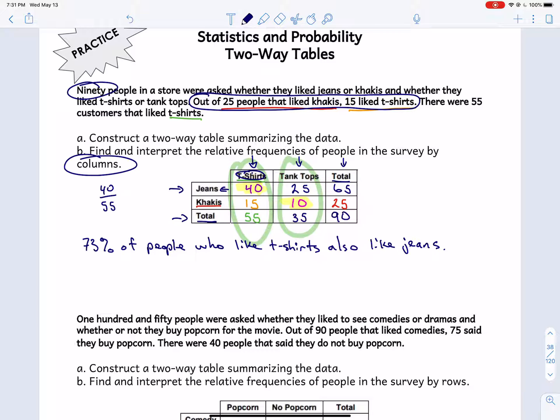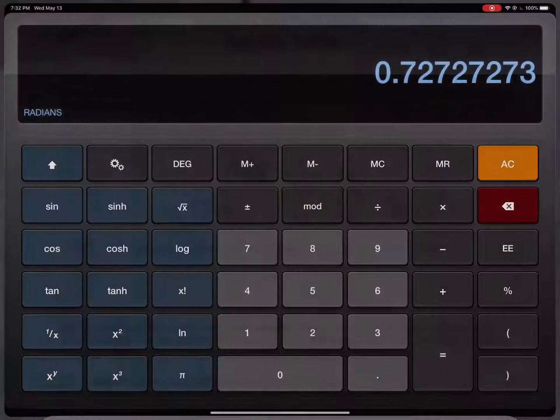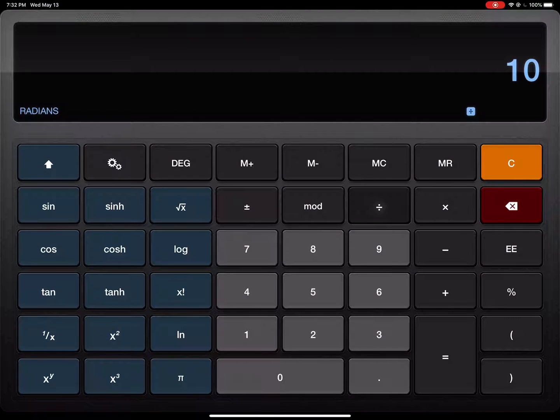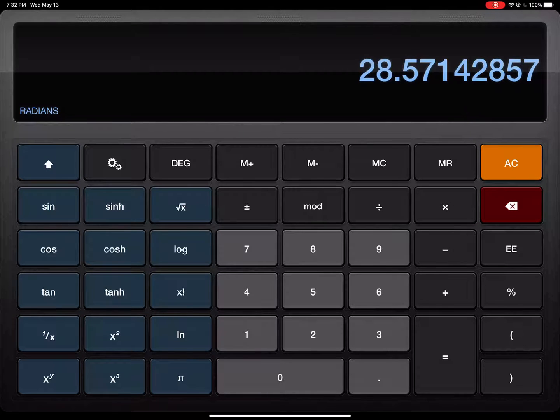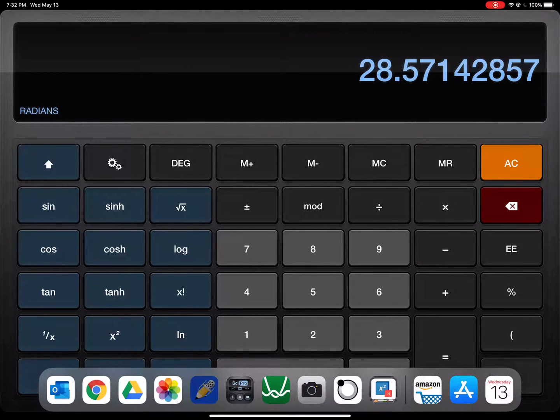Okay, so let's go to the other one. So now we're talking about tank tops. So now we need to make a ratio, 10 over, we're using the total at the bottom, so 35, 10 over 35, that's about a third. 10 divided by 35. And then if I wanted to show you how we're going to make this into a percent, we just multiply by 100. And then we round it. So 28.6, I'm just going to call it 29%.